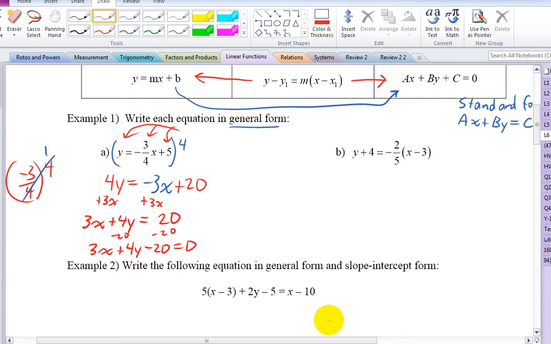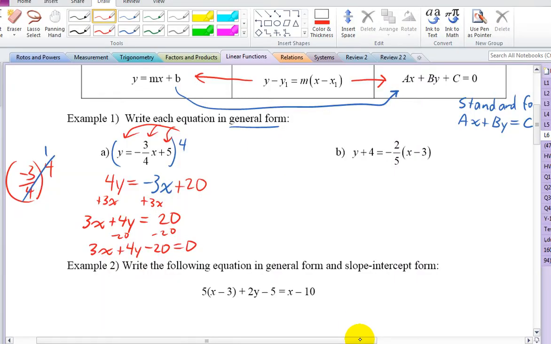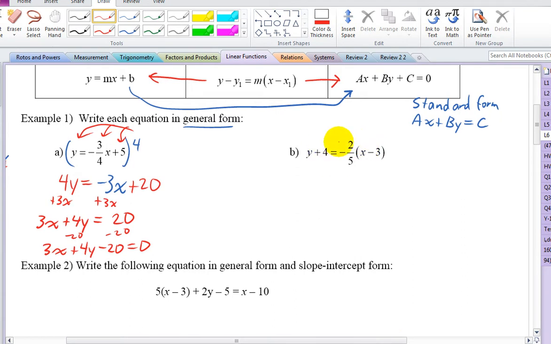All right, so 3x plus 4y minus 20 equals 0. Hands up if you think you can do that. Adding or subtracting, easy. Okay, so what we're going to do next is a little bit harder stuff. What you want to do with this is you don't want to multiply right now to get rid of the 5. Get rid of brackets first. Otherwise we can get a math error happening. Okay, so remove brackets.